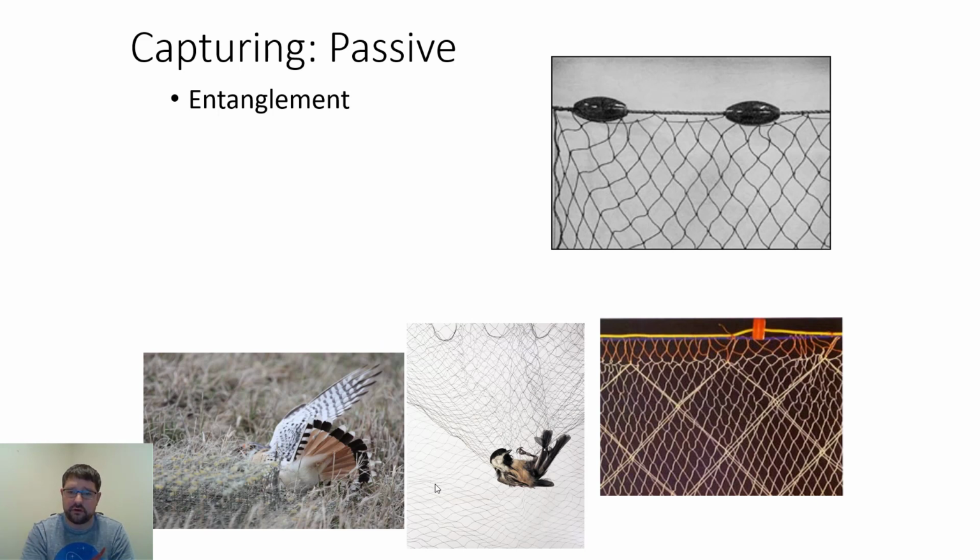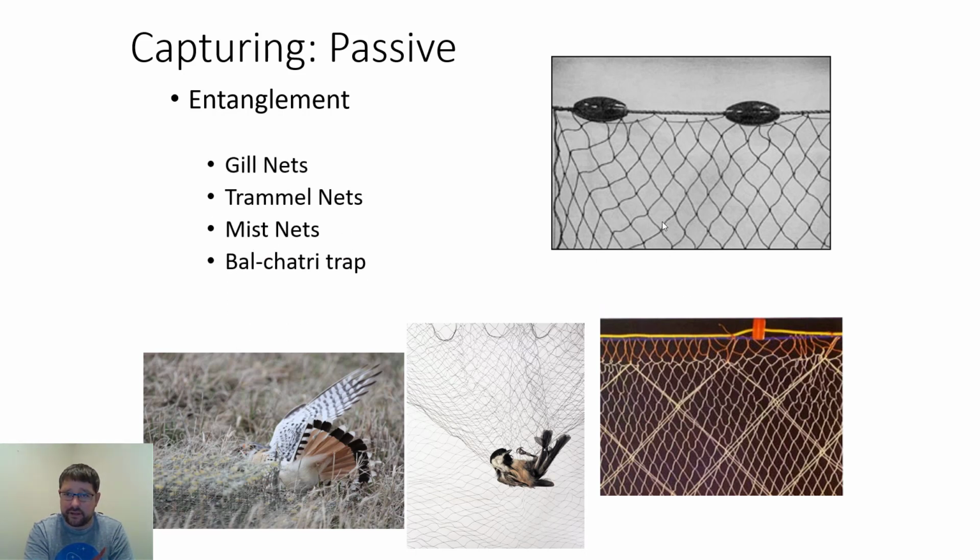Okay, so entanglement, we already kind of hit on some of these. There's a gill net. Here's a trammel net. These are aquatic nets. This one catches the organism, its head goes through, and then it gets caught in the larger portion of the body. Fish are normally fusiform or torpedo shaped, and so the head is skinny enough to get through, but the body itself won't. And then when they try to back out, it gets caught around their gills.